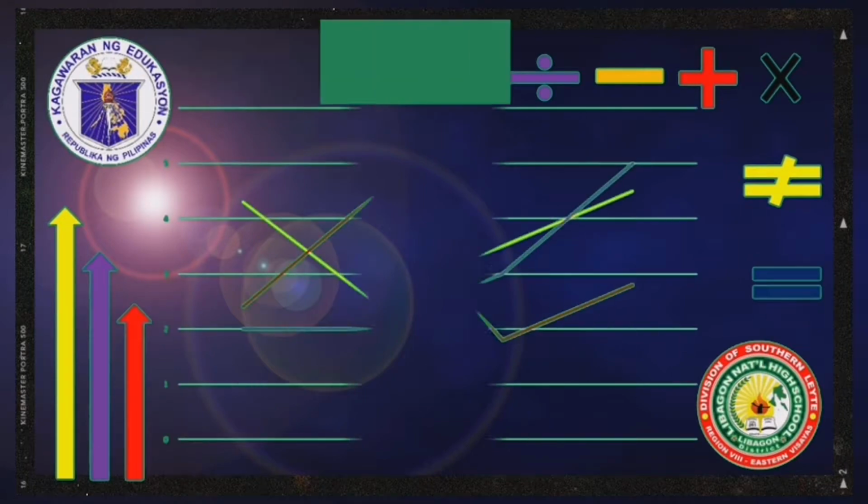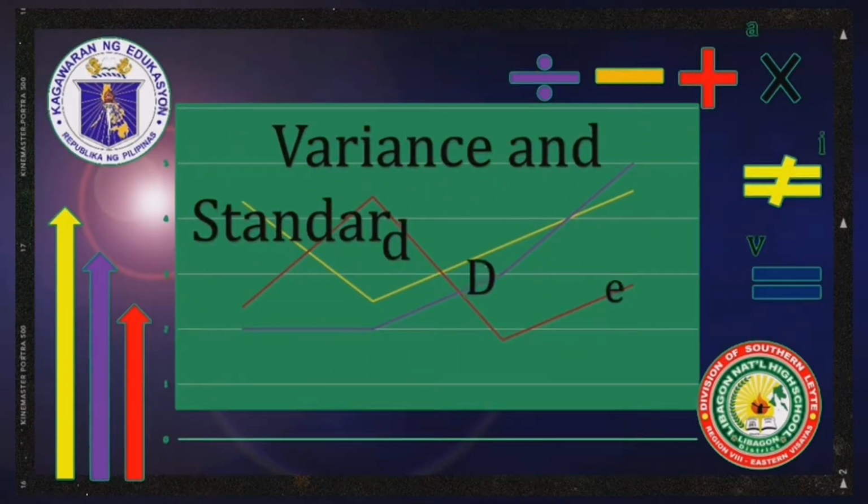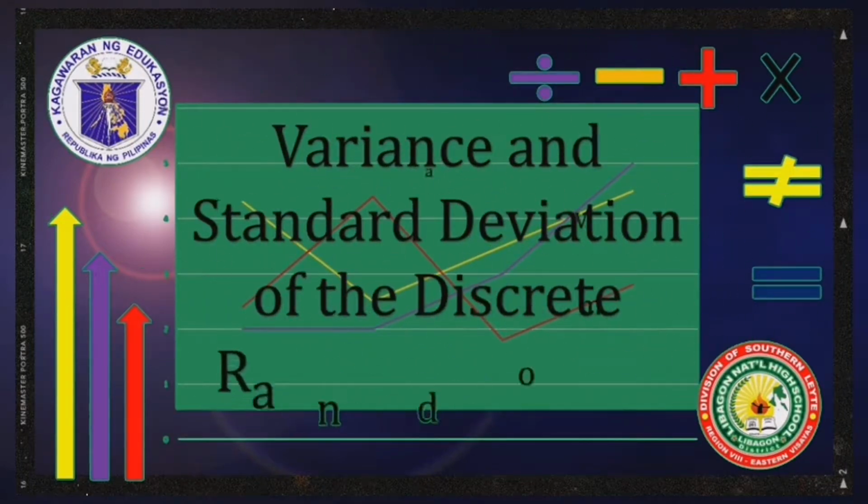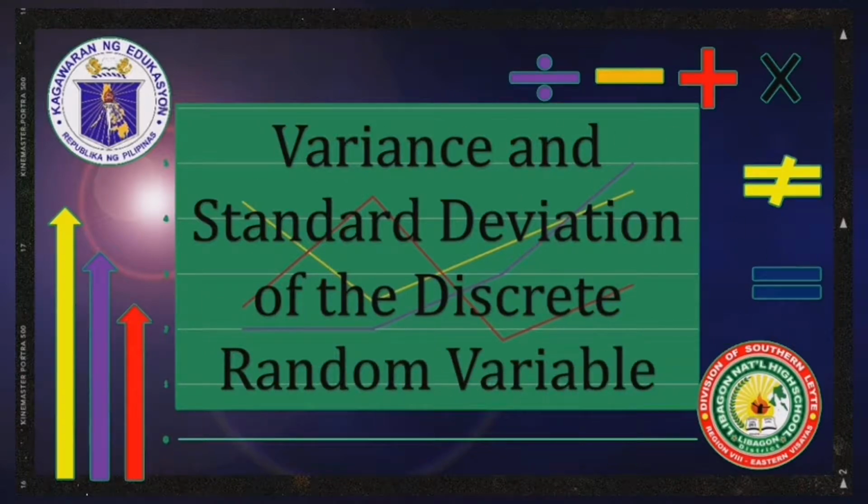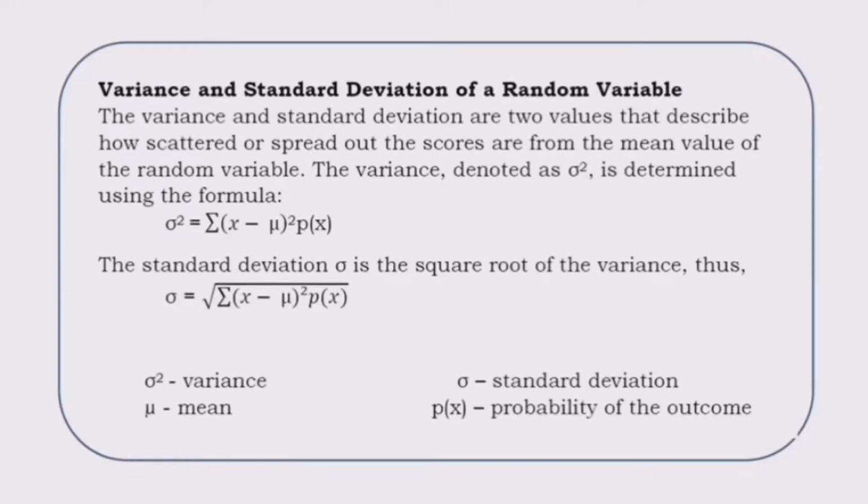Now let's discuss the variance and standard deviation of the discrete random variable. The variance and standard deviation are two values that describe how scattered or spread out the scores are from the mean value of the random variable. The variance is determined using this formula. The standard deviation is the square root of the variance. Thus, this is the formula.